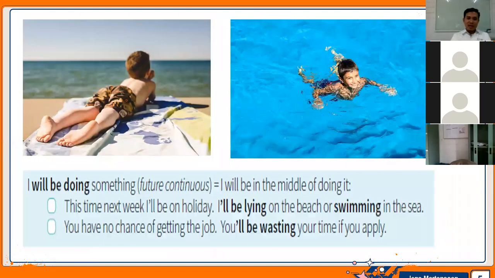Okay, so look at this one, another picture. Yeah, I will be doing something. I will be doing something. This is future continuous, and I will be in the middle of doing it. So when you are saying I will be doing something, it means I will be in the middle of doing it. I will be in the middle of doing that. So it means when you say I will be doing something, the example, this time next week I will be on holiday and I will be lying on the beach and swimming in the sea.